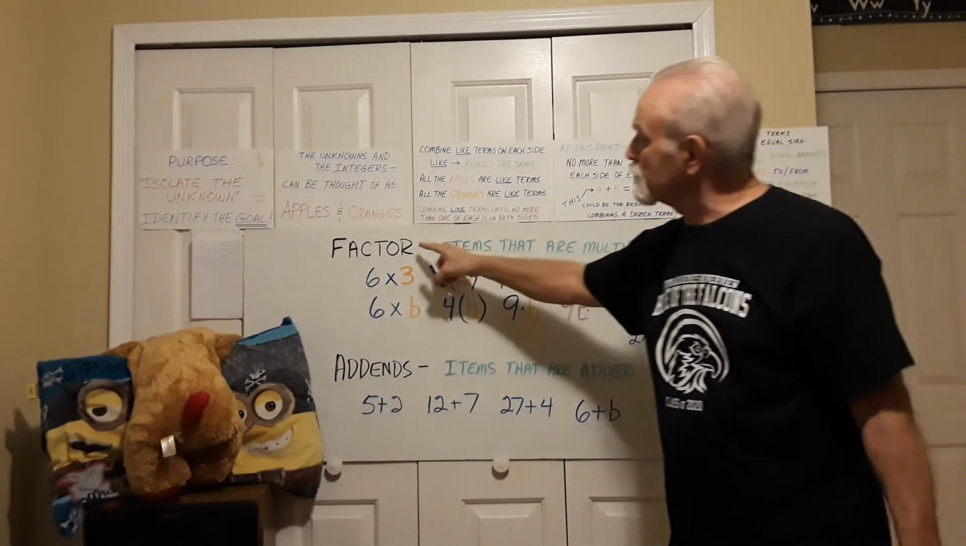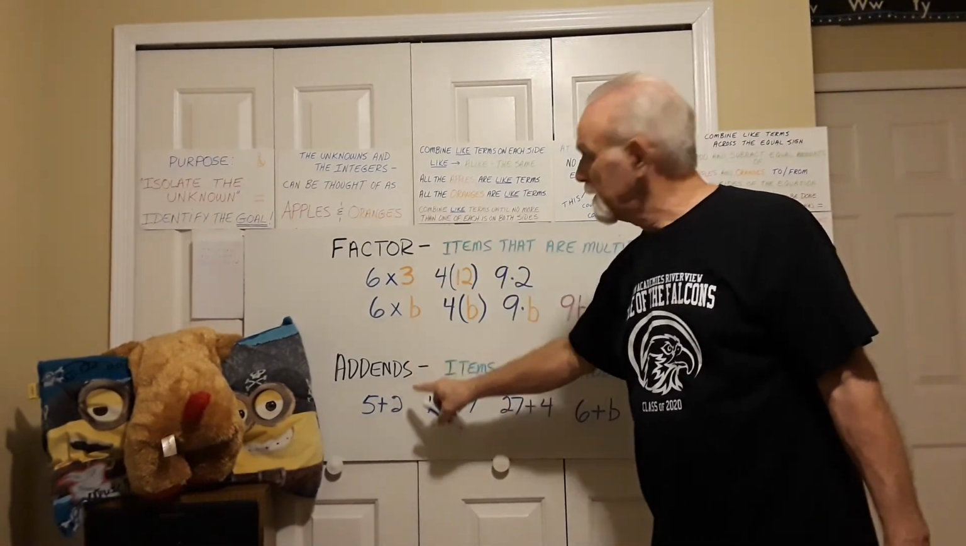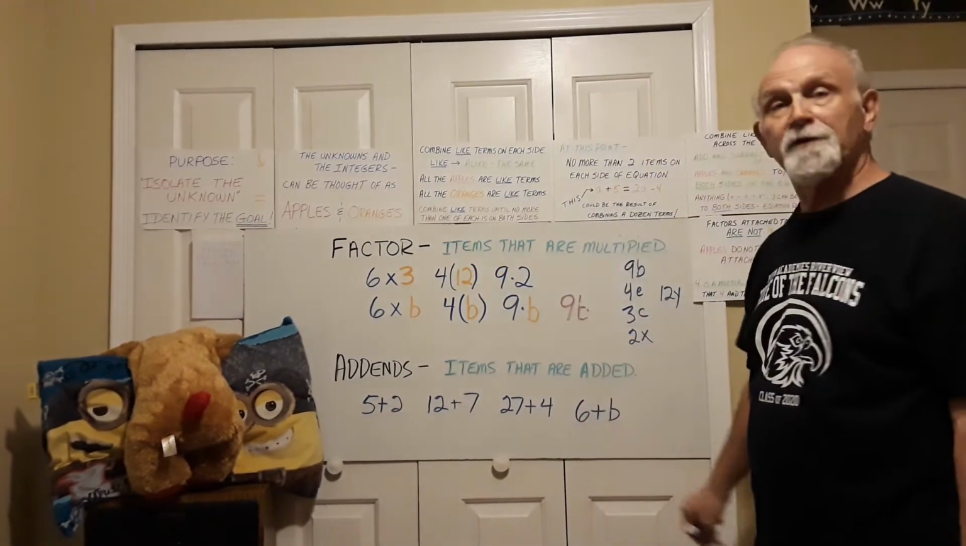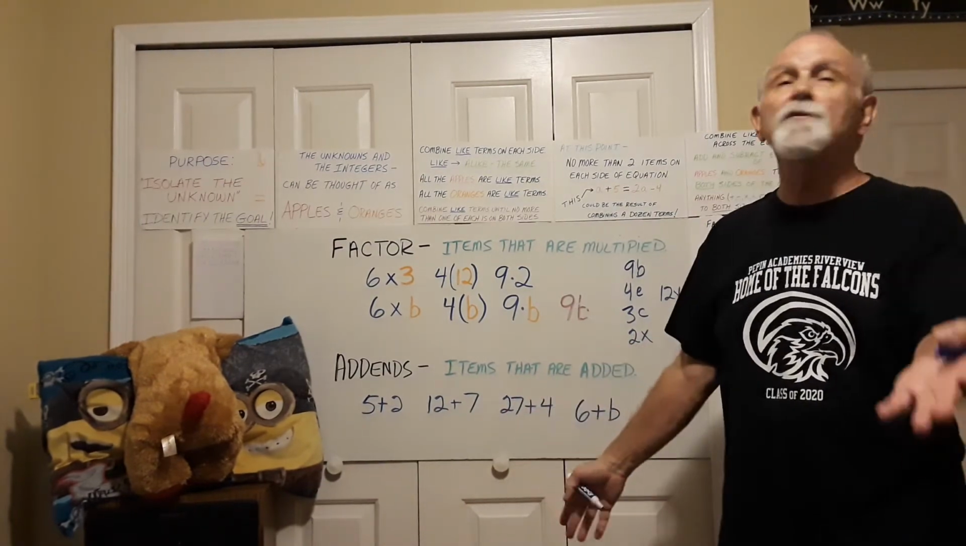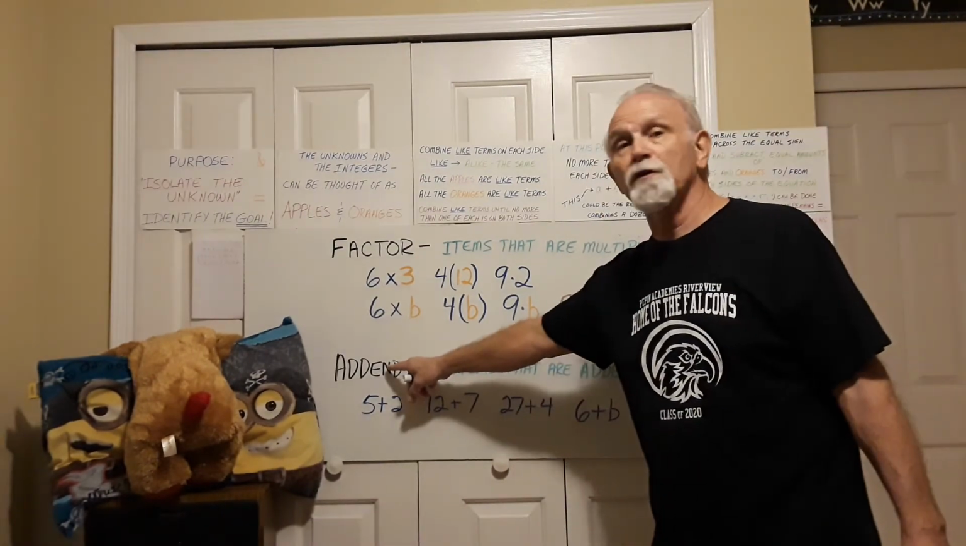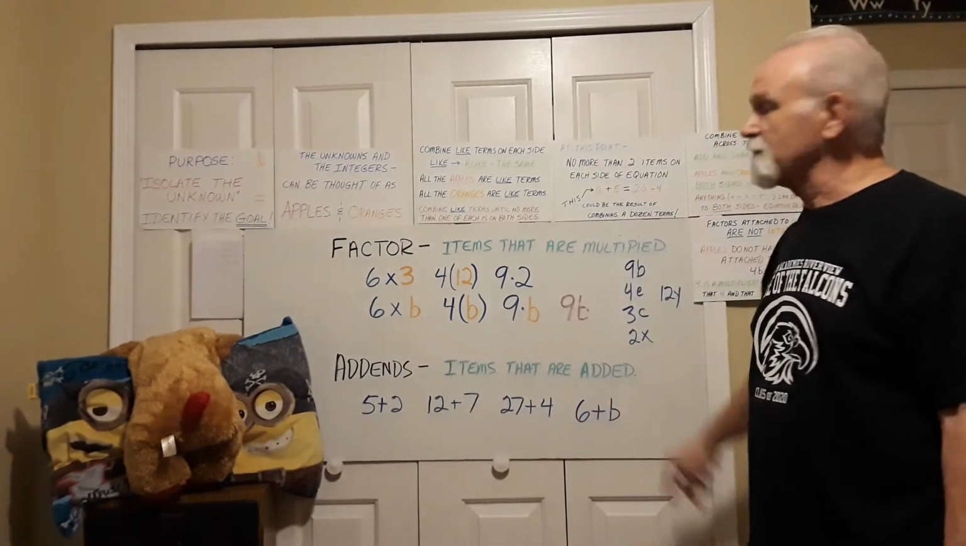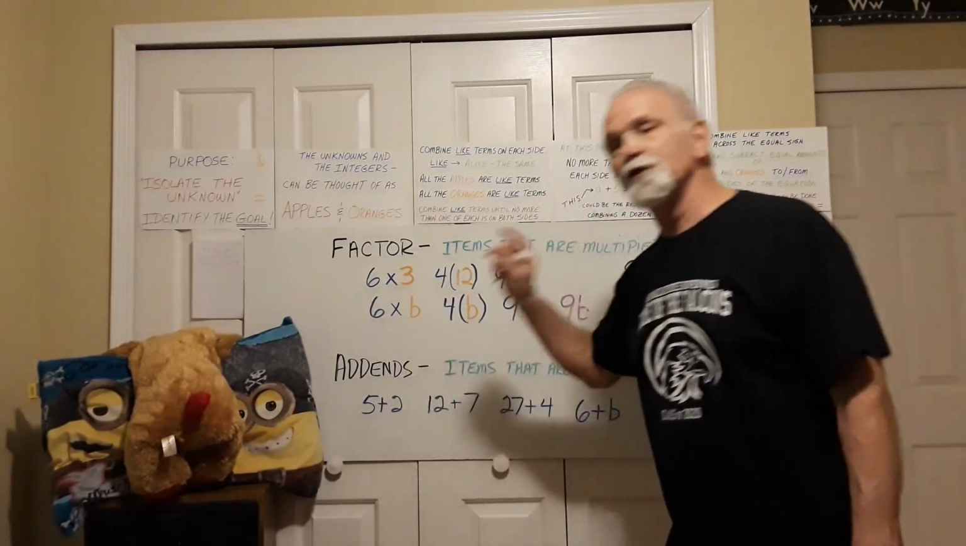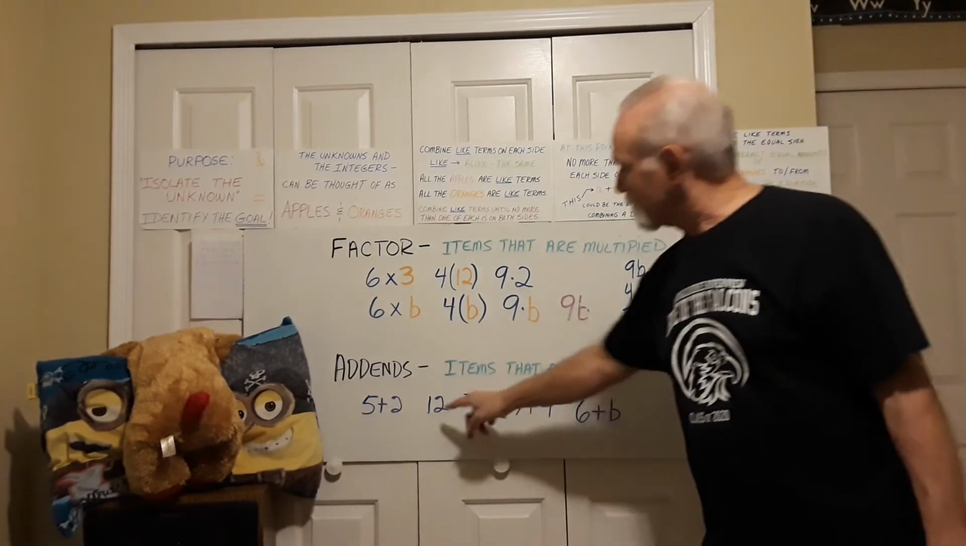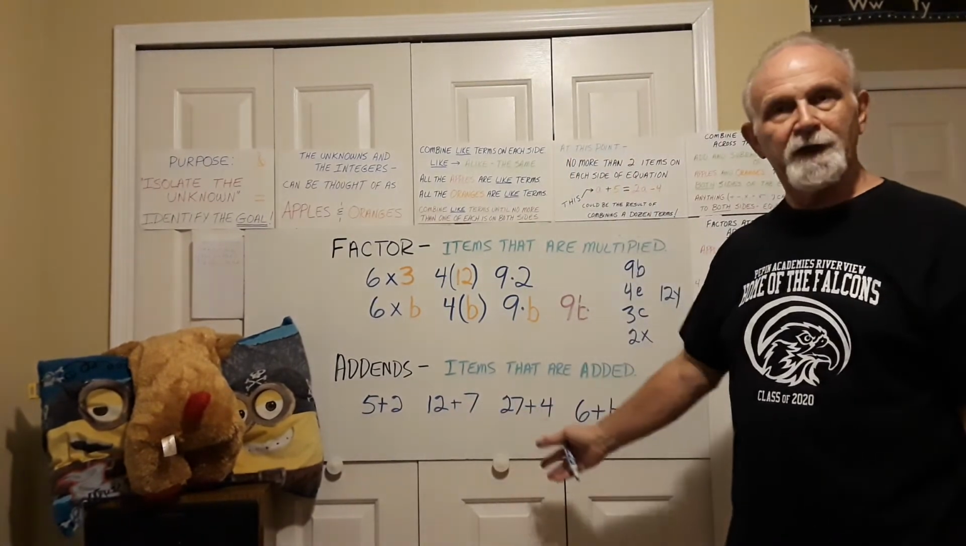Now, what is the difference between a factor and an addend? Easy. Addends are items that are added. I think you may have met this word maybe in 6th grade, 7th grade. Addends are items that are added together. 5 plus 2. We know that's 7. 12 plus 7. We know that's 19.